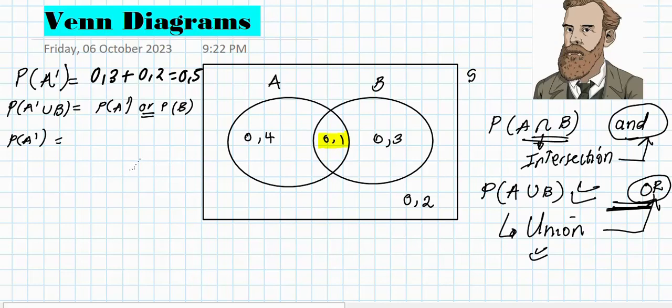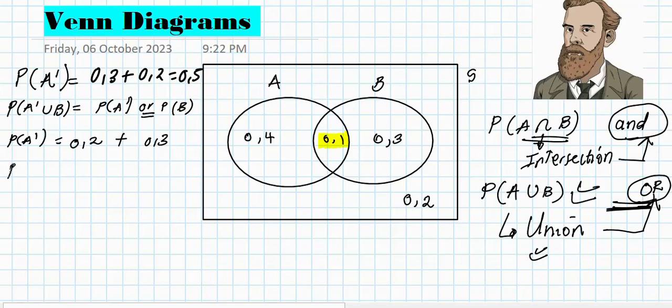The complement of A, remember, we are talking about something that has nothing to do with A. So this value here has something to do with A. We're not going to deal with that. And this value here has something to do with A, so we're not going to deal with that. But this one here has nothing to do with A. And this value here also has nothing to do with A. So I'll use those two values. So I have here 0.2 and 0.3. Those are the values that have nothing to do with A.